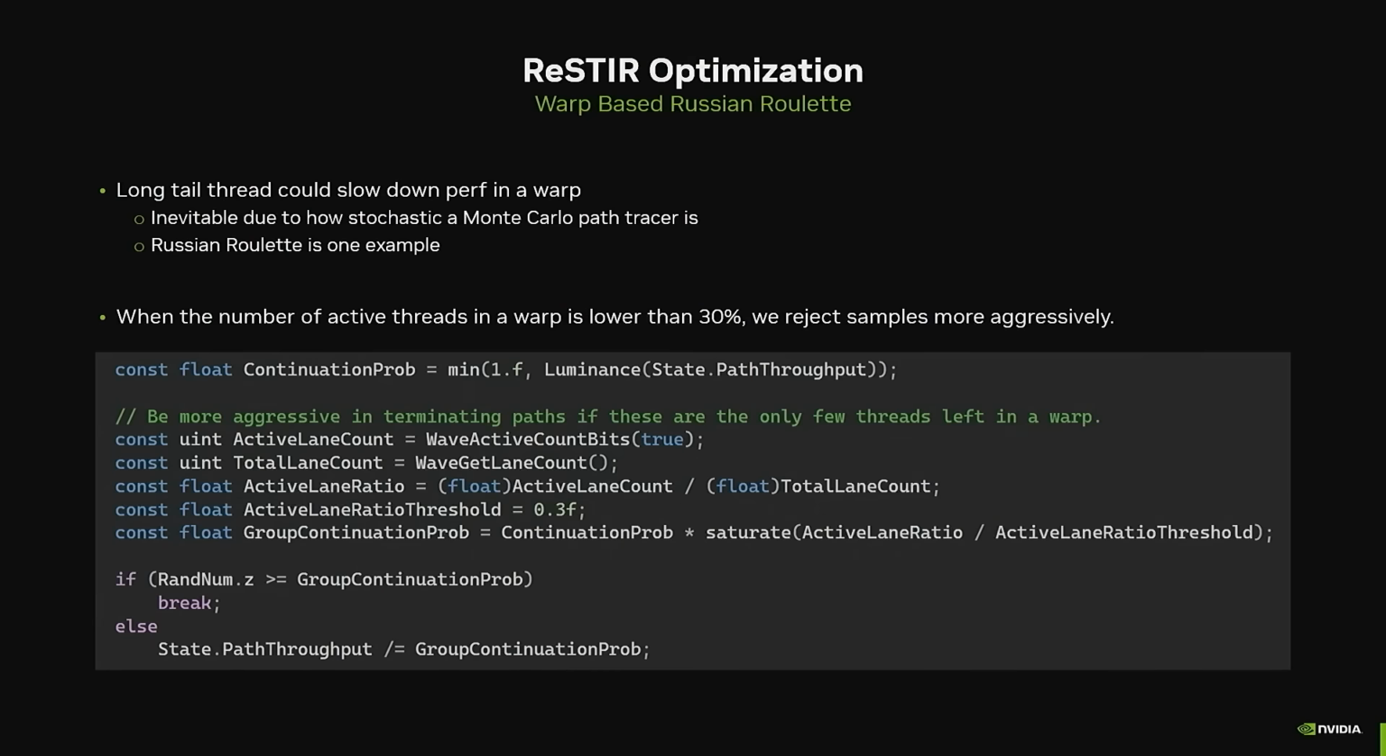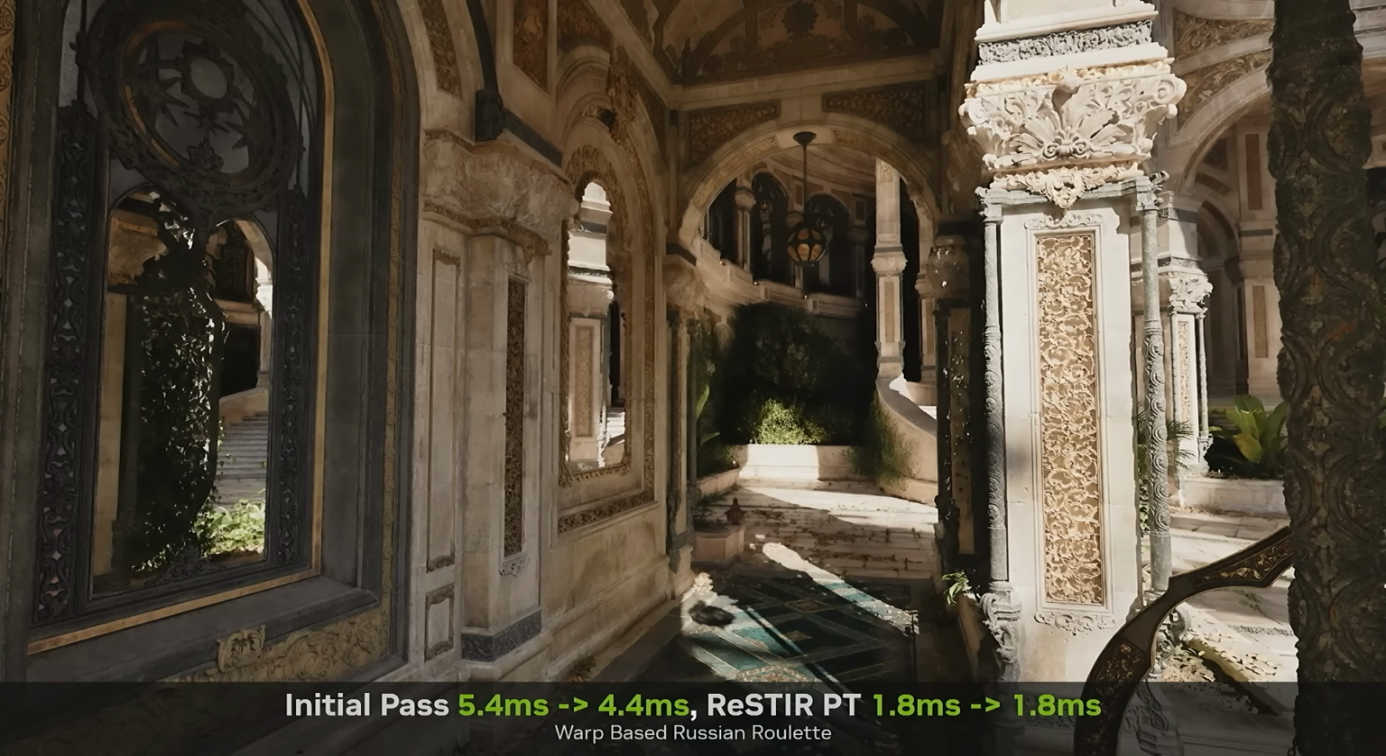The next optimization I'd like to talk about is called warp-based Russian roulette. As we know, long-tail threads are particularly bad for GPU performance due to how the GPU works. And it's somewhat inevitable due to how stochastic a Monte Carlo path tracer is. Russian roulette is just one example of many. So in Zorah, we decided to terminate paths in Russian roulette a whole lot more aggressively than before when we found out that the active number of threads in the warp is lower than 30%. With this, without introducing any bias, we're gaining about 1 millisecond in the initial pass.